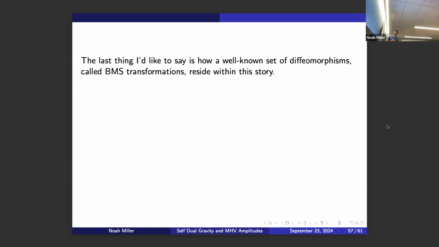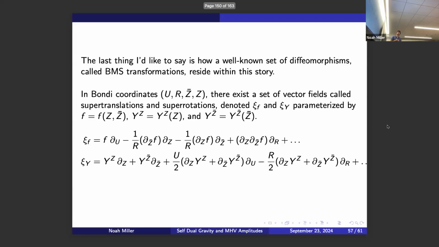Okay, the last thing I'll mention is how a set of well-known diffeomorphisms called BMS transformations reside within this story I've set here. So in Bondi coordinates, which I'll denote with uppercase u, r, z bar, and z, there exists a set of vector fields called supertranslations and superrotations, denoted C_f and C_Y, parameterized by functions on the sphere. So f is a function of z and z bar, while Y and Y bar are just functions of z and z bar alone.